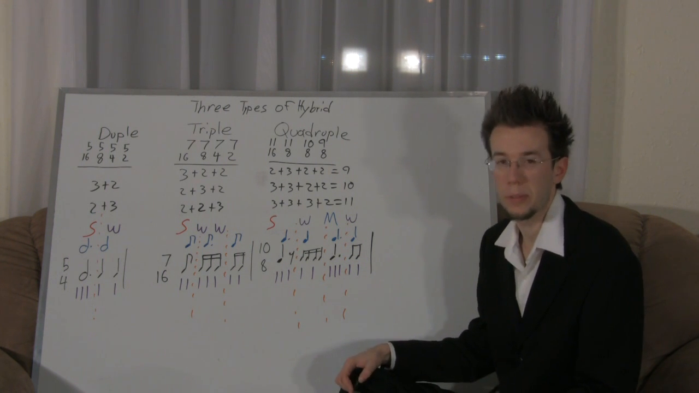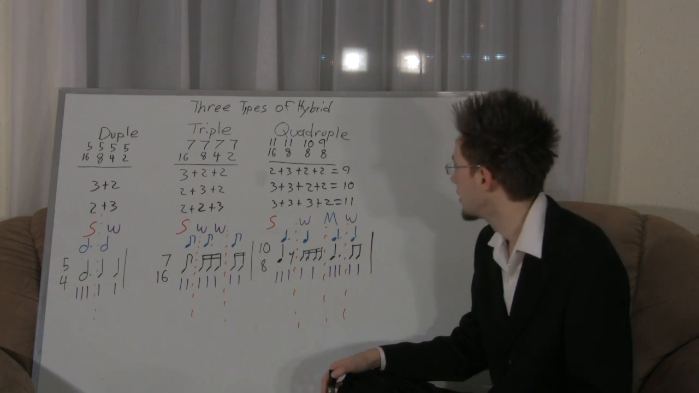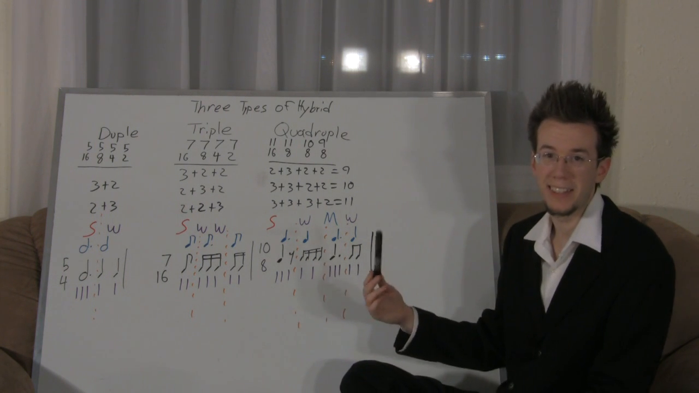I think it would be a compound triple time signature, because it would be 1, 2, 3, 1, 2, 3, 1, 2, 3, right? Because 1, 2, 3, 4, 5, 6, 7, 8, 9. Okay?